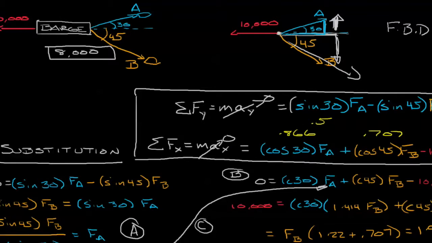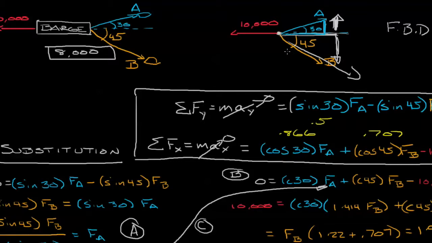Welcome back to our video module on statics. Now in our last module, we took a look at vectors. And we used a barge example where we had two tugboats, tugboat A and tugboat B. And we kind of felt our way through what was happening in the X and the Y direction.